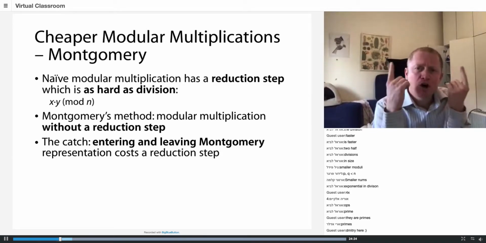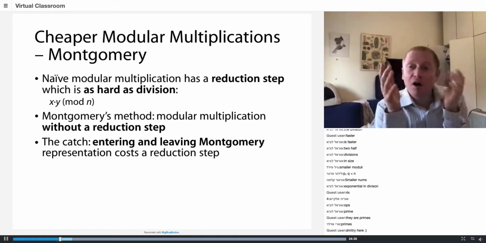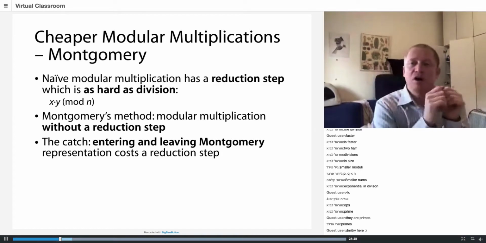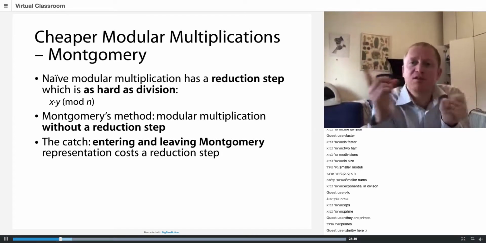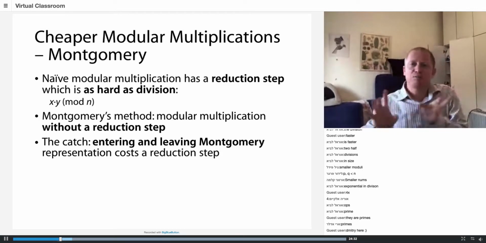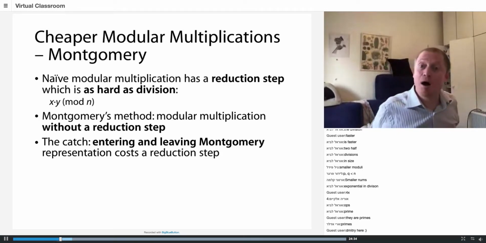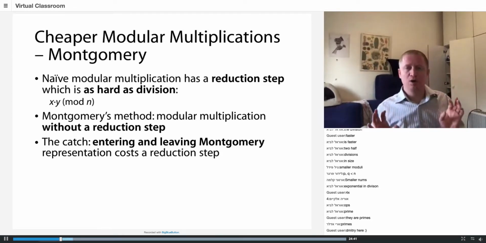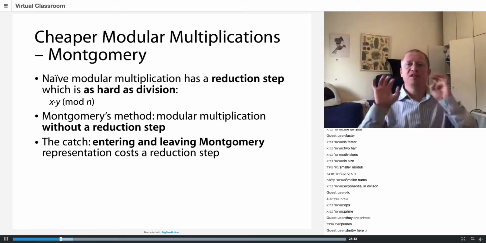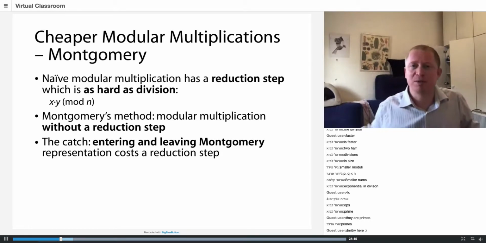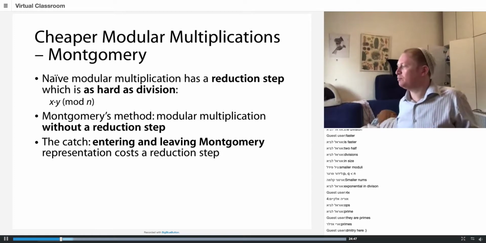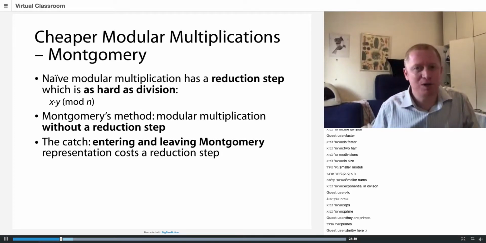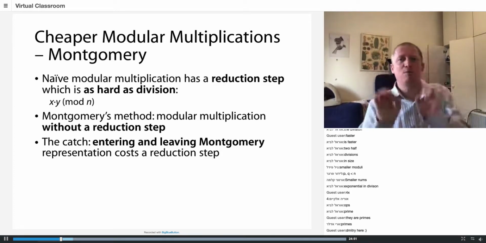which costs somewhere around a regular multiplication. So instead of costing like a division, it costs approximately like a regular multiplication, which is really cool. But the rules are you need to go into Montgomery representation, Montgomery's domain. So you have to take your numbers and you have to switch. You have to enter Montgomery's world.